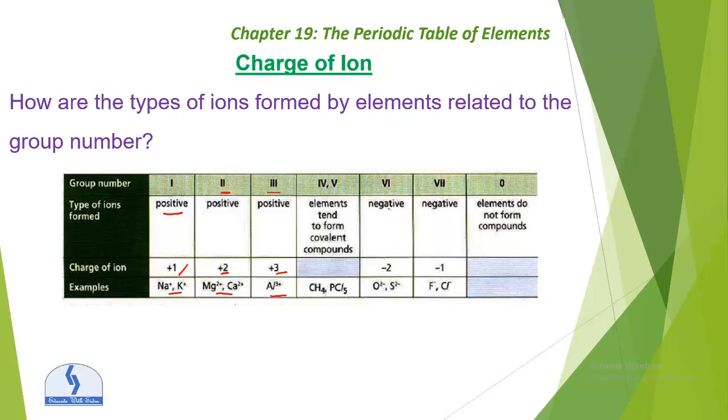And now the non-metals basically gain electrons. They are negative because they are gaining electrons, right? So group 6 has to gain 2 electrons, so that will be -2. Group 7 has to gain 1 electron, that will be -1. Examples for group 6 are oxygen and sulfur, and group 7 examples are fluoride, chloride, bromide, etc. What about the 8th group, that is the 0 group? Elements do not form compounds because they have completed their outermost shell, that is duplet or octet, right? So there is no need to lose or gain electrons, right?